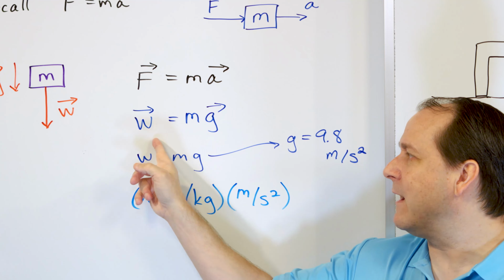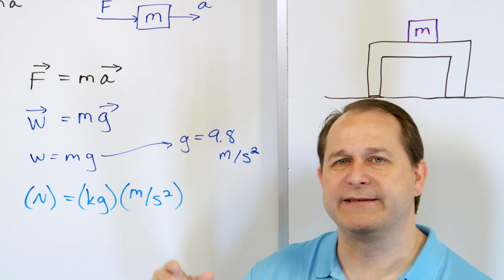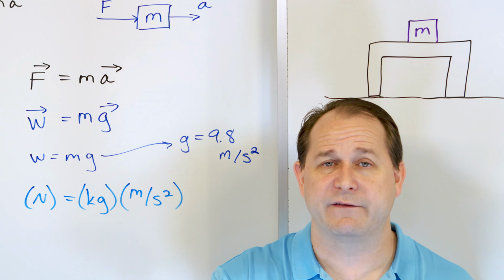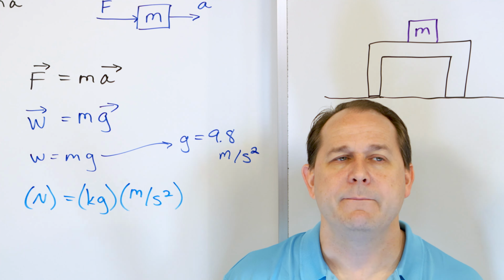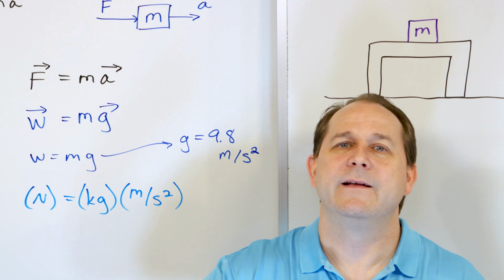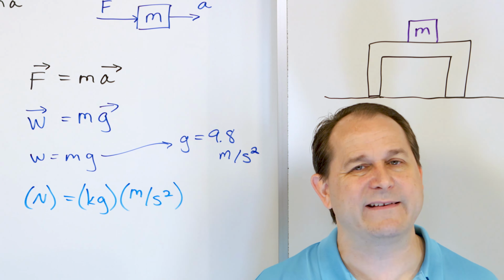So this is an approximation for anything near the surface of the Earth, where we're assuming the gravitational acceleration is always the same. The gravitational acceleration far away from the planet is a little bit different because, of course, as you get far away from the planet, the gravity force falls off. Okay, so that's number one.